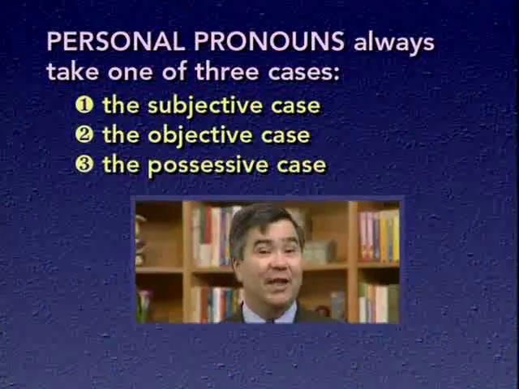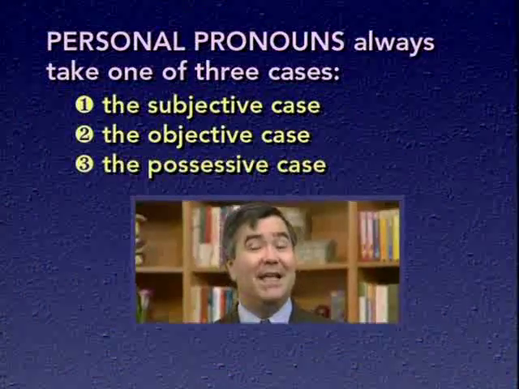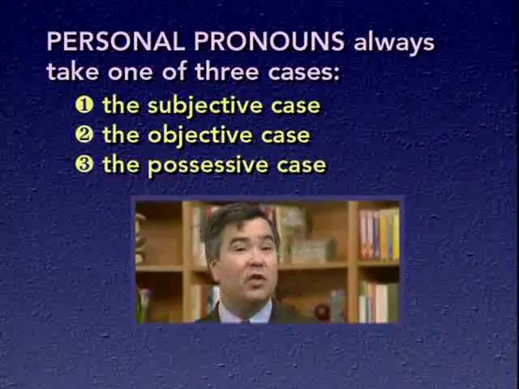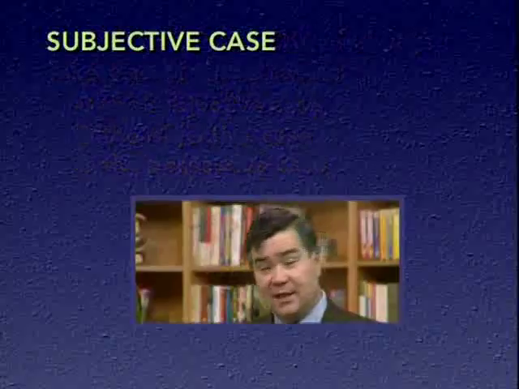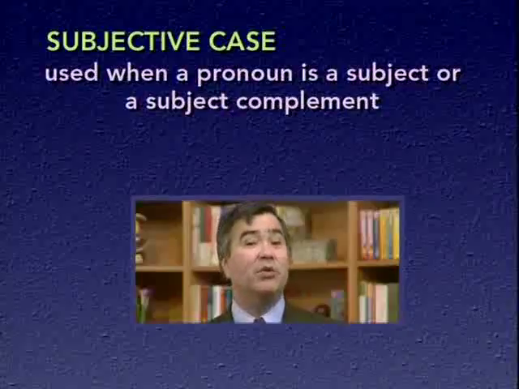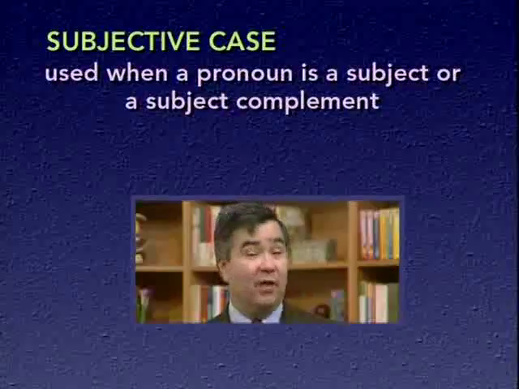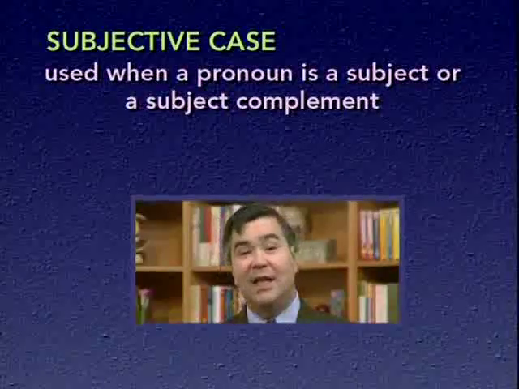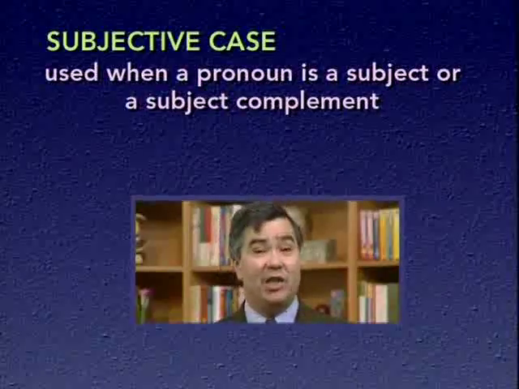Let's take a moment to look at each of these cases and explain exactly how and when they should be used in an English sentence. First, the subjective case. The subjective case is used when the pronoun is a subject or a subject complement. As you recall, the most important word in any sentence is the verb. Now, the subject of the verb is the person, place, thing, or idea that does the action of the verb.